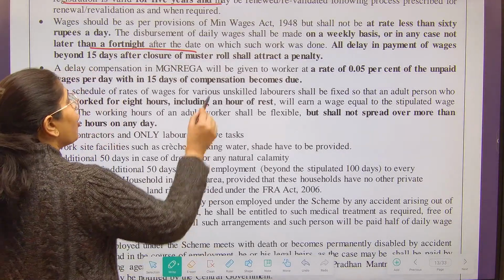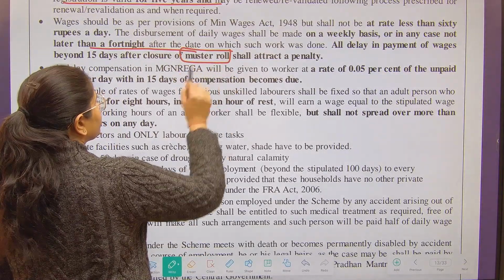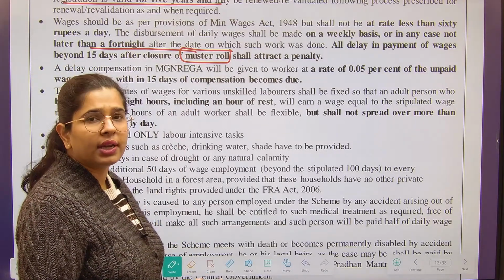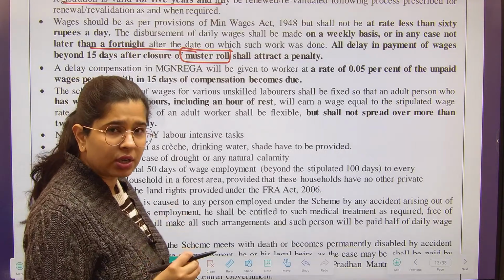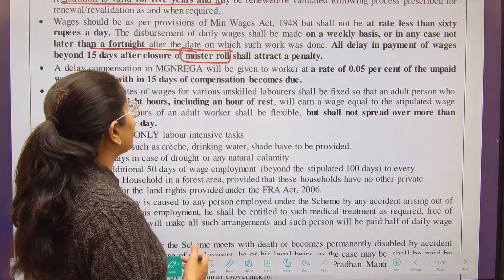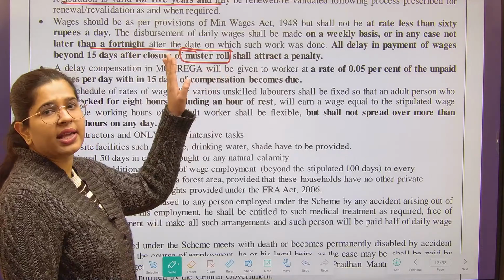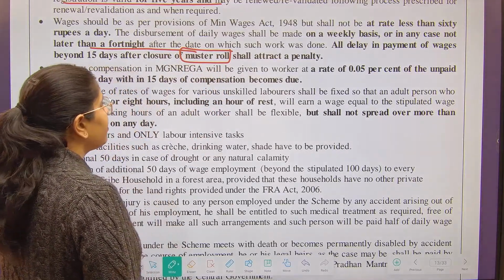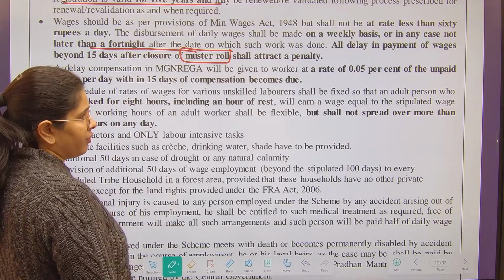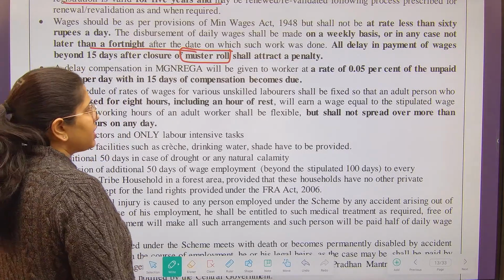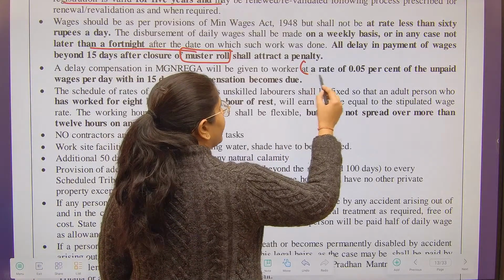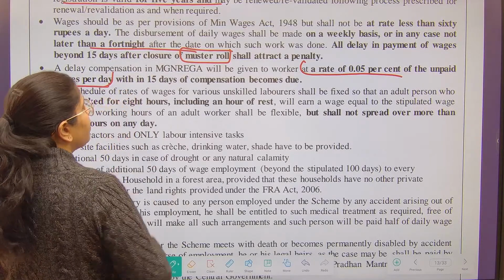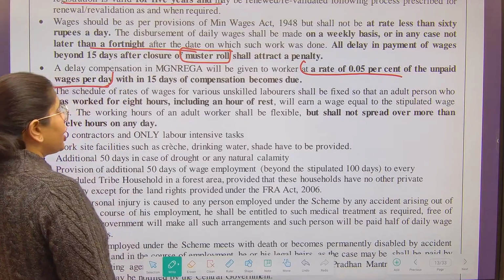Muster roll means where it is recorded what kind of work is being performed and who are the laborers employed on this work. Once your work is complete, that means the muster roll has been closed, so wages should have been paid. If you are delaying the payment, then you have to give the worker compensation at a rate of 0.05% of the unpaid wages per day.